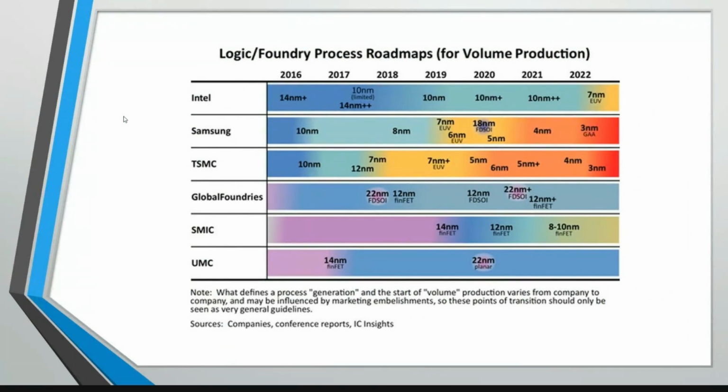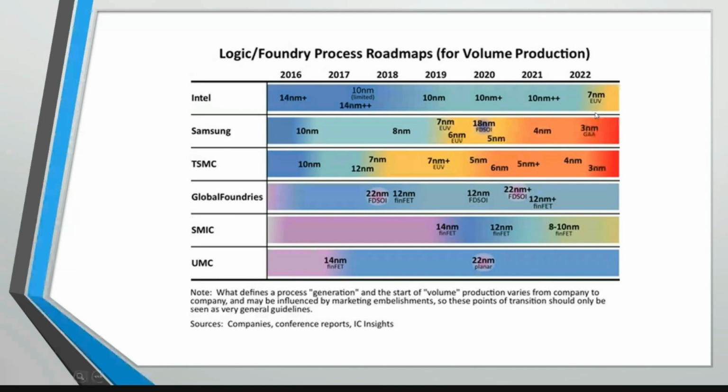Okay, and Intel, Samsung, TSMC, Global Foundries, SMIC, EMC. These are all the global foundry players. That means only these companies have foundries. Okay, foundry means who can convert your design into an IC. Okay, he has a fabrication unit. TSMC, Global Foundries, SMIC, EMC.